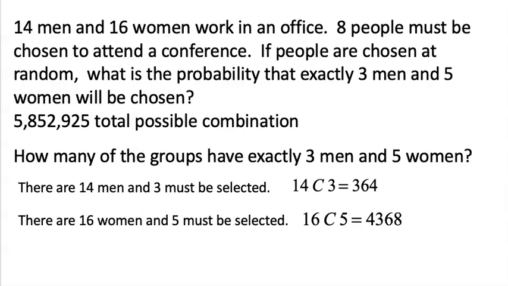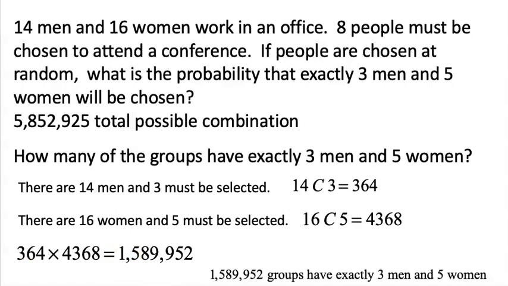So the total number of ways I could get exactly 3 men and 5 women would be 14 choose 3 times 16 choose 5. Multiply those together, or 1,589,952. So where do we go with this? That's the number of groups that have exactly 3 men and exactly 5 women.